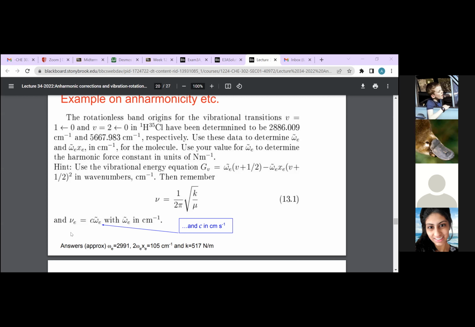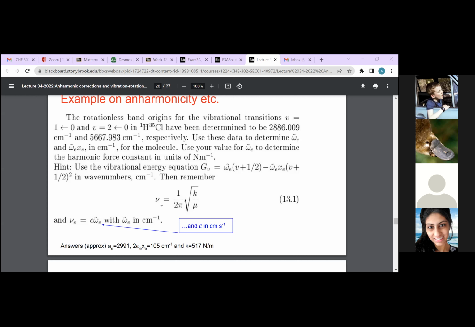Yeah, she only sent me the calculations for WE and WEXE or 2WEXE, but I'm not sure what she did exactly for the K one. But I figured you just use this equation, the new equation for velocity.